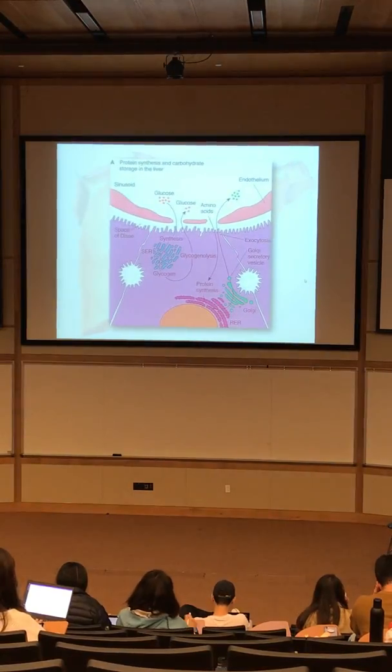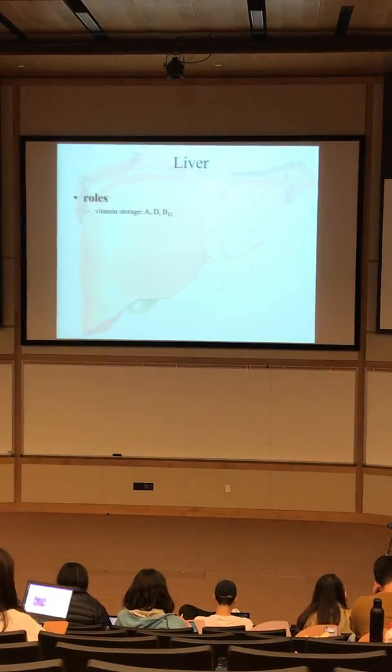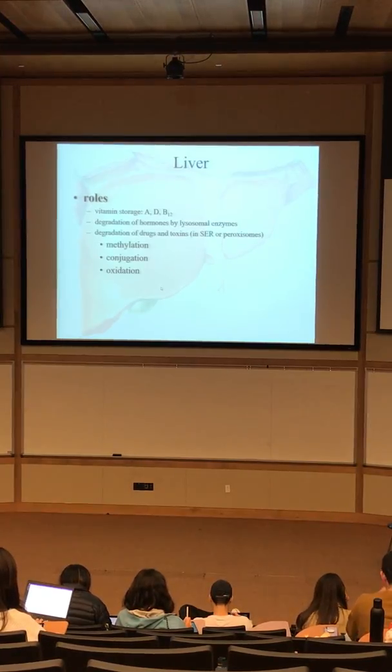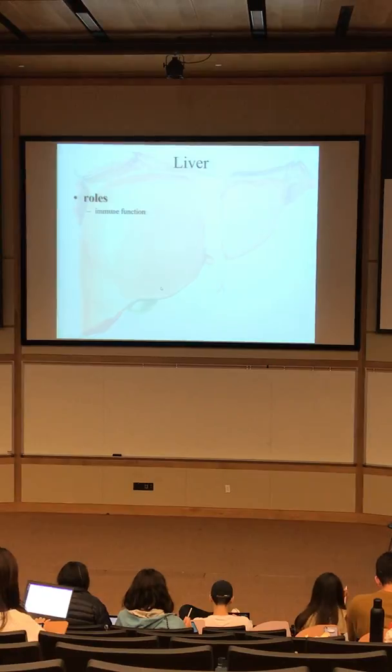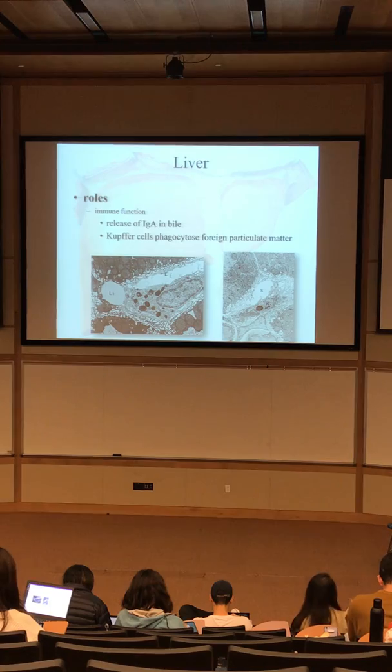So here's just another picture showing glucose metabolism and so forth. You can look over that at your leisure. All right, other roles: storing vitamins, degrading hormones by lysosomal enzymes, degrading drugs and toxins. And there are several different methods of degrading them: methylation, conjugation, oxidation, and so on. And then immune function. So the liver produces IgA and releases it into the bile, and then the Kupffer cells are phagocytic cells, so they're part of the immune system as well.